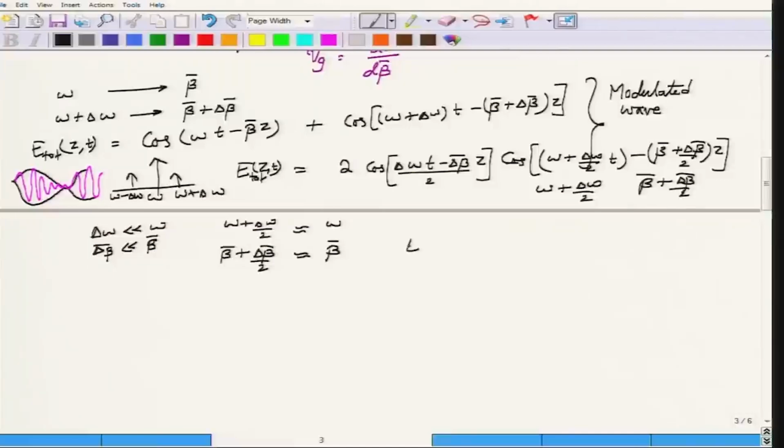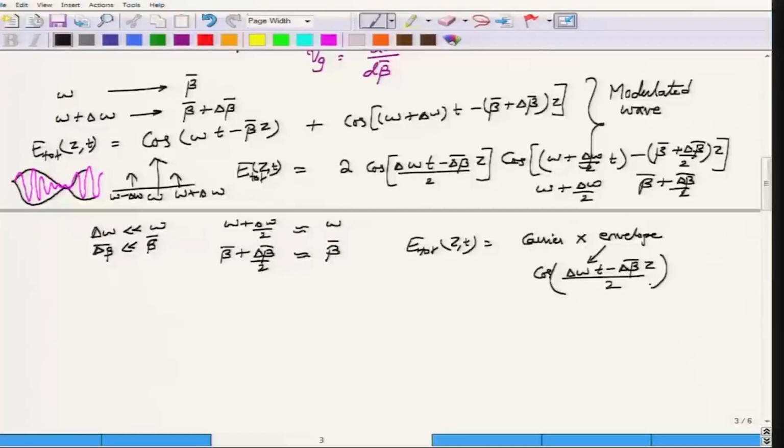So, I will now have the total electric field component being the carrier. I am not writing what the carrier is, it is very clear what the carrier here is if you make these two approximations, times there is some envelope out here. What is this envelope? This envelope is cos of (delta omega t minus delta beta bar z) divided by 2. If I now look for how quickly the phase of this envelope varies, that phase velocity of the envelope can be obtained by setting again delta omega t minus delta beta bar z to a particular phase value, which I am going to consider as 0, and then differentiate this equation with respect to time.